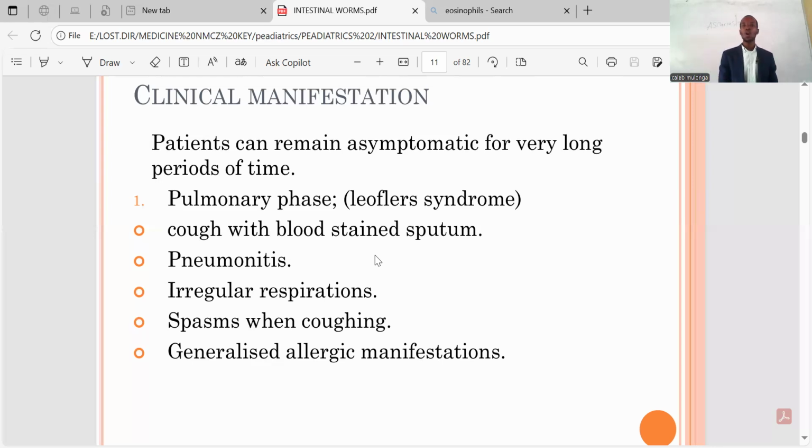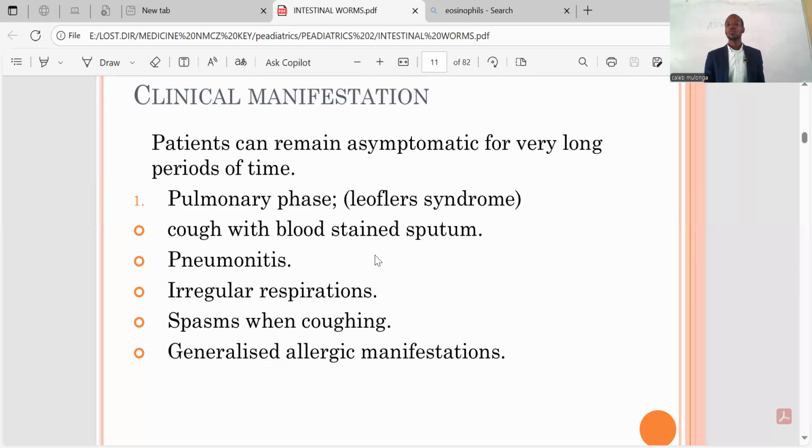The first one is cough with blood-stained sputum. Why will there be cough with blood-stained sputum? It is because the larva has invaded the lungs and is migrating through, which causes irritation. So the reason for cough with blood-stained sputum is the invasion of the larva migrating through the bronchial tree.